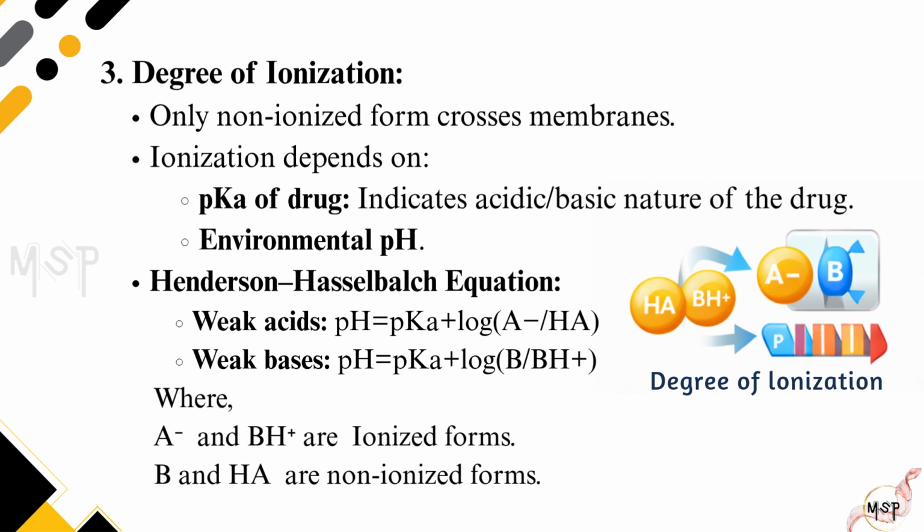For weak acids, pH equals pKa plus log of A minus divided by HA. For weak bases, pH equals pKa plus log of B divided by BH plus, where A minus and BH plus are ionized forms and B and HA are non-ionized forms.